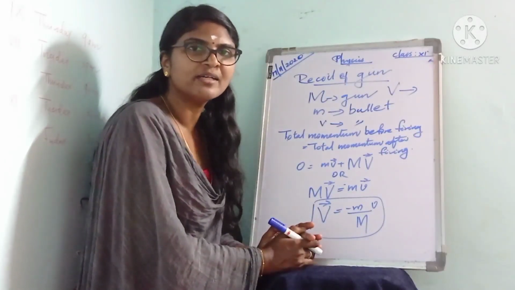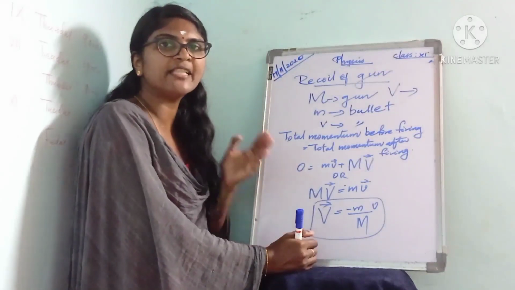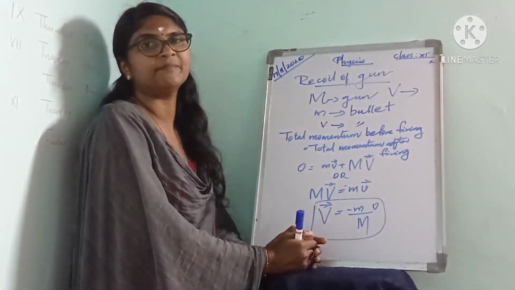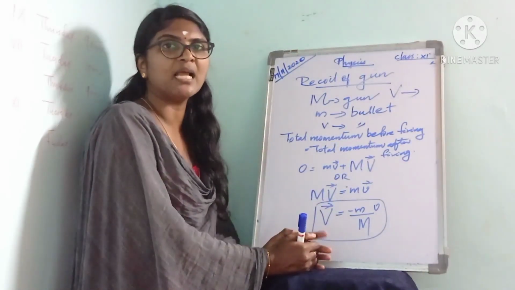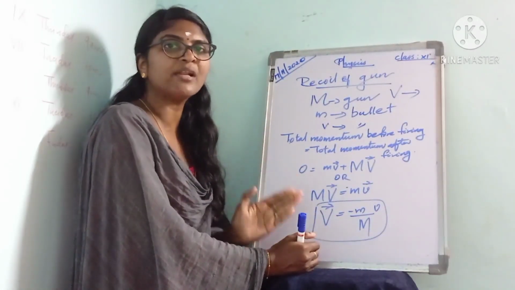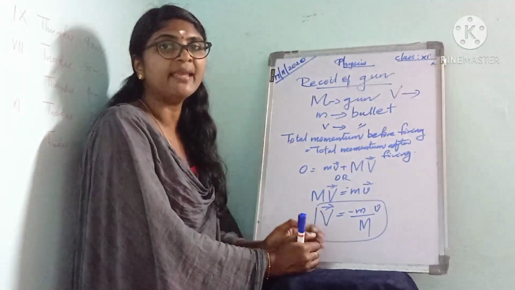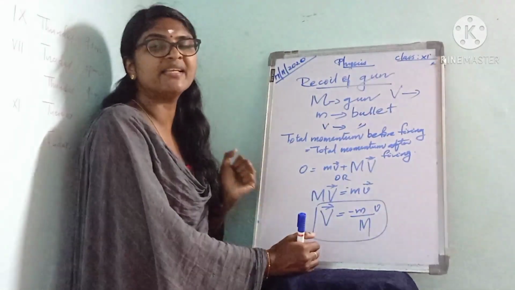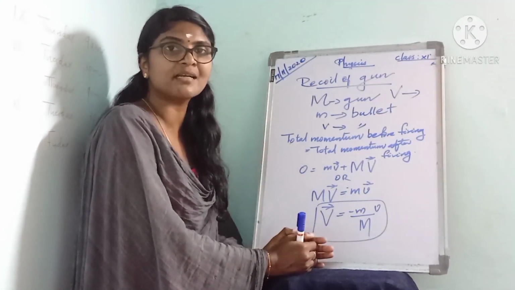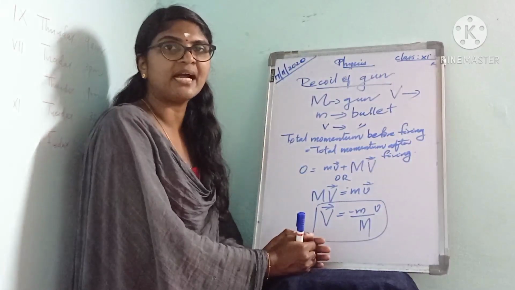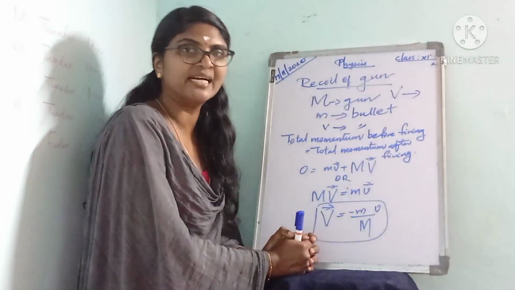Okay, recoil of a gun. Suppose a bullet is fired from a gun. Actually, the bullet moves forward. Isn't it? At the same time, by Newton's third law, the bullet applies an equal and opposite force on the gun. That is why the gun moves backward with a very small velocity. And that velocity is called recoil velocity, and the backward movement of the gun is called the recoil of the gun.